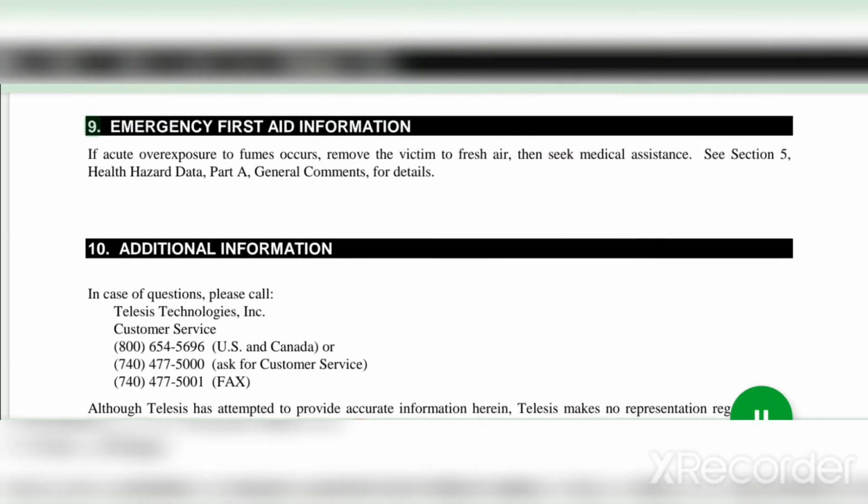Appendix A, A10. 9. Emergency first aid information. If acute overexposure to fumes occurs, remove the victim to fresh air, then seek medical assistance. See Section 5, Health hazard data, Part A, General comments, for details. 10.